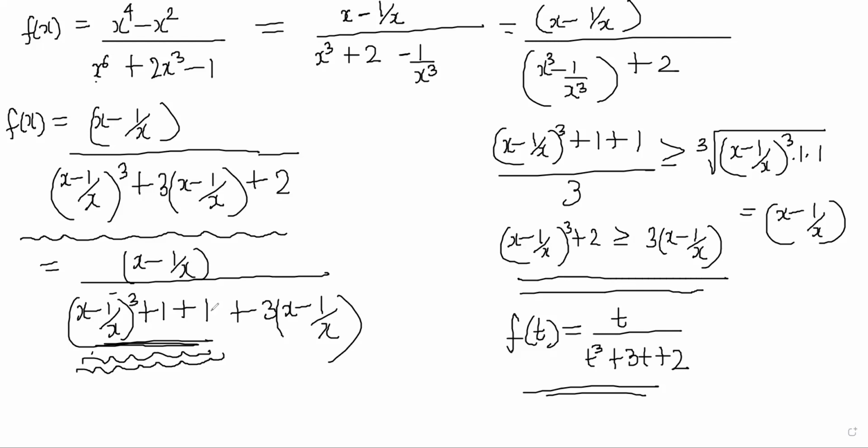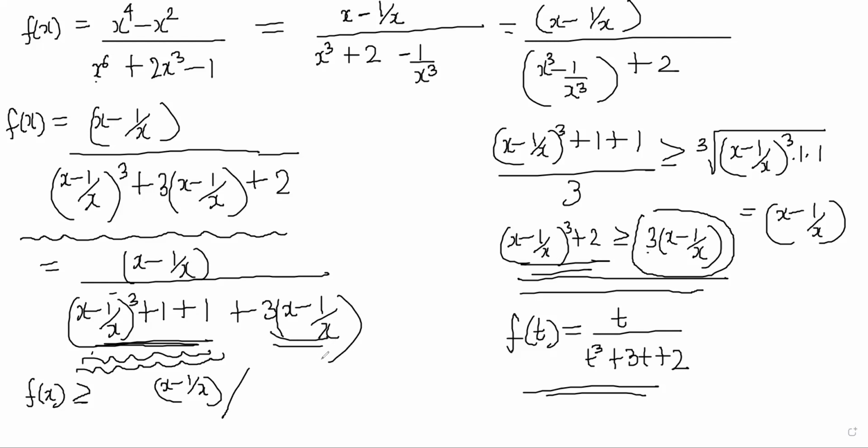So basically this means the denominator is greater than this, right? If I put something lesser in the denominator, then the function becomes greater. So the function is always greater than or equal to x minus 1 by x divided by, instead of this, I'll put 3 times this, and this is added to 3 times this. So 6 times x minus 1 by x, which gives 1 by 6. The function is always greater than or equal to 1 by 6.